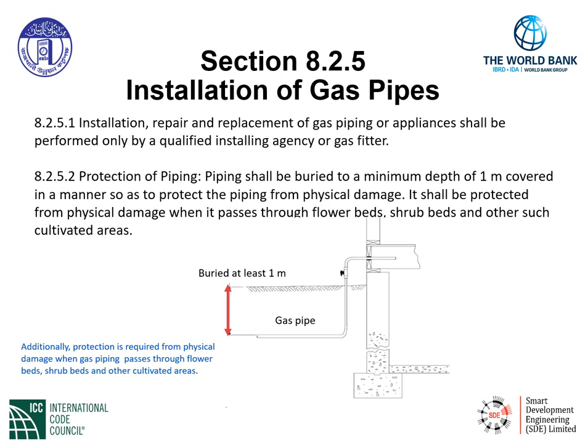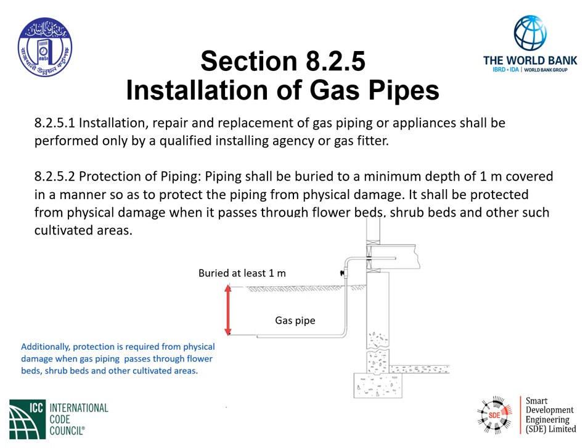8.2.5.1, installation, repair, and replacement of gas piping or appliances shall be performed only by a qualified installing agency or gas fitter. We need people that have qualifications to practice good piping standards, good piping installation standards for replacement of gas piping, replacement of appliances, or other components on the gas piping system. These people are trained for that particular application.